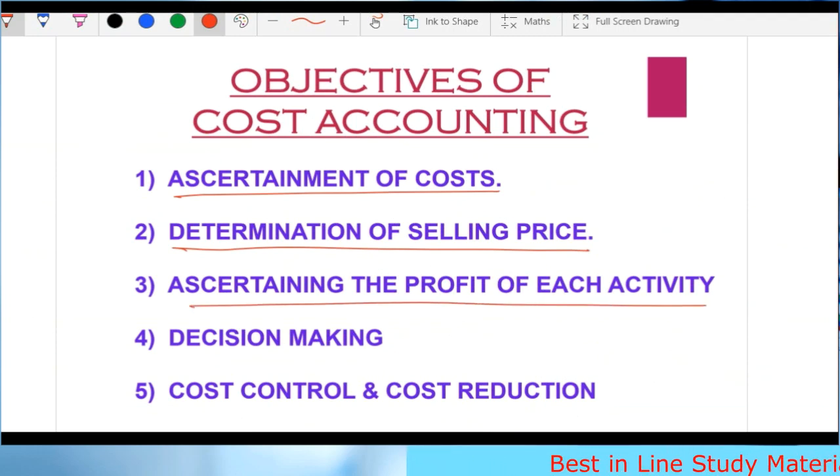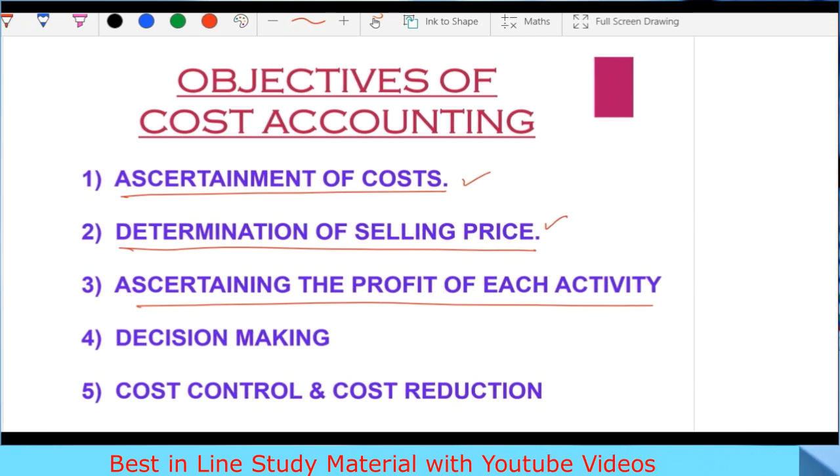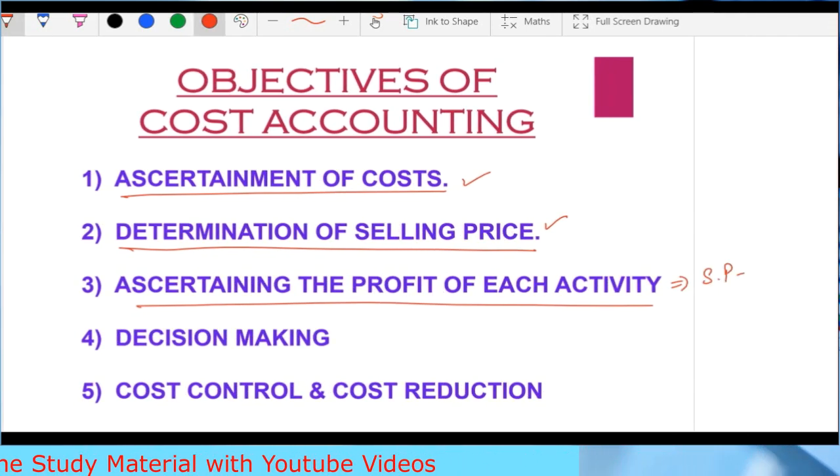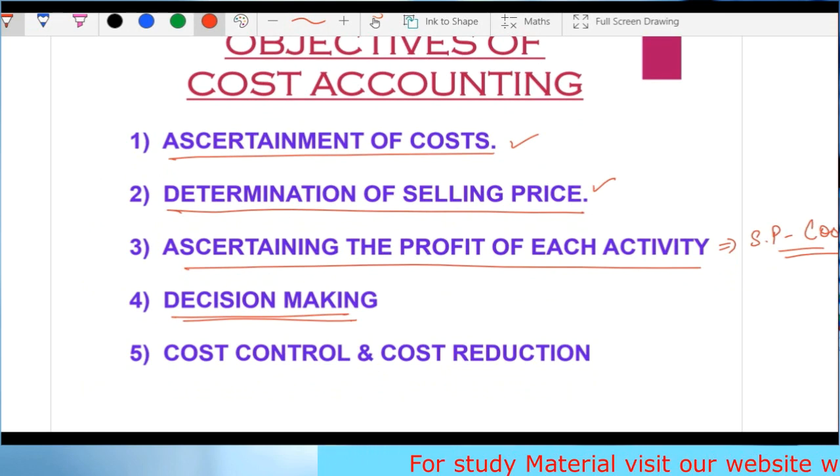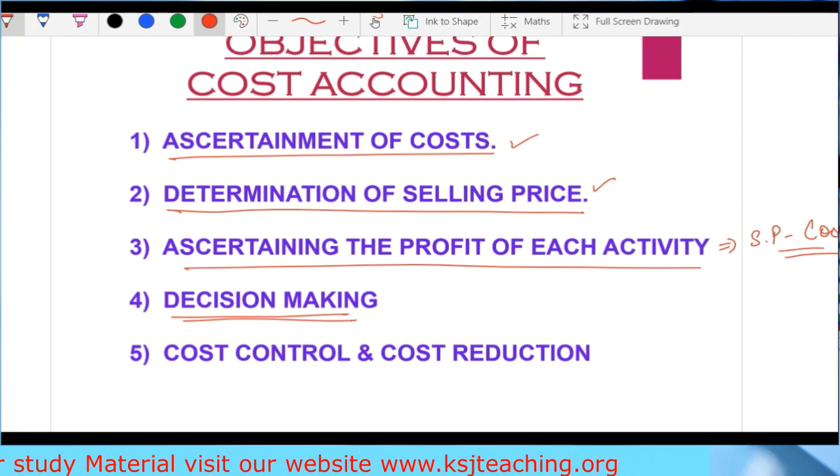Okay, next, ascertaining the profit of each activity. Now, when you know the cost and the selling price, you can identify the profit of each activity. Profit is equal to selling price minus cost. Isn't it? This is what we have understood in simple accounts also, sir, from +1, +2, from the day we were kids, right? Then decision making. Obviously, sir, decision making is very important. Why in decision making, sir? How does cost accounting help in decision making?